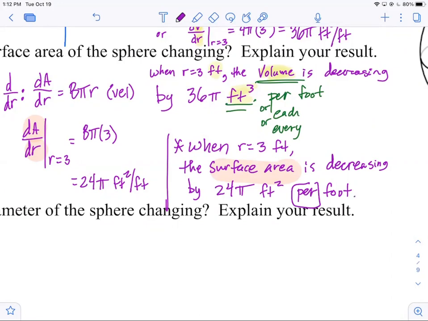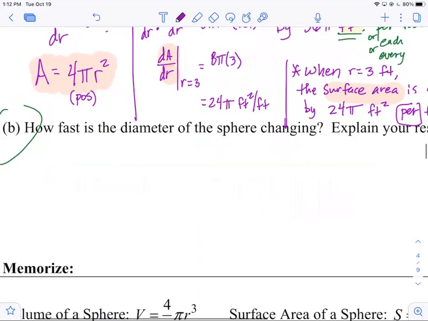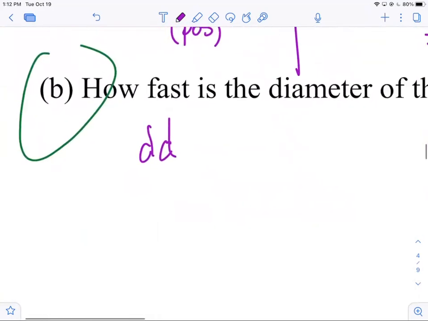Okay. All right. And then the last one, how fast is the diameter changing? In this one, we're looking for the derivative of d, which maybe was a poor choice of letter over here when I called the diameter little d. Maybe calling it big D would be better, but we're looking for this right here. There's our target, the derivative of diameter d with respect to r.